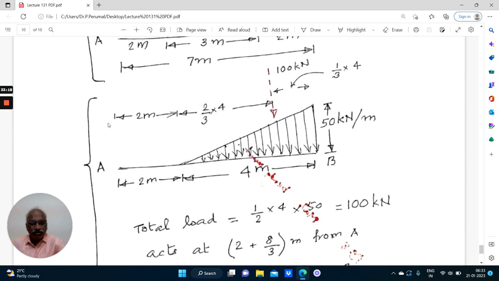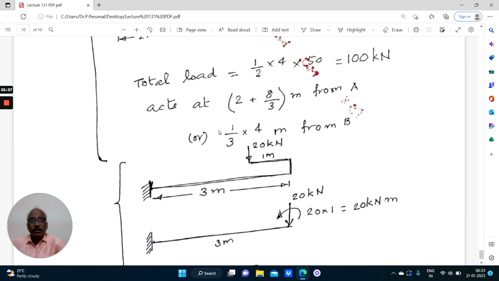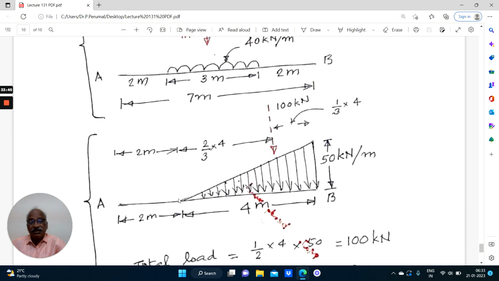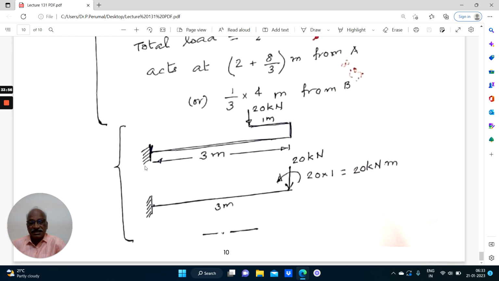Here we normally commit a mistake, that is when you want to take a moment about the point A, better have some pencil or your finger at that point, so that you have to refer all the distances up to that point. So, right. Total load acting at 2 plus 8 by 3. 2 plus 8 by 3, that is from here 2 plus 8 by 3 from A, or 1/3 of 4 from B. Right. Next is another case, that of a moment.